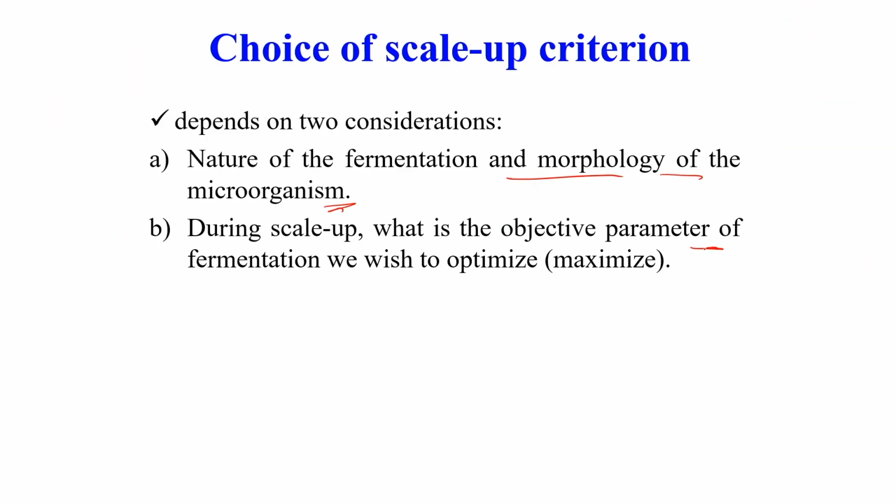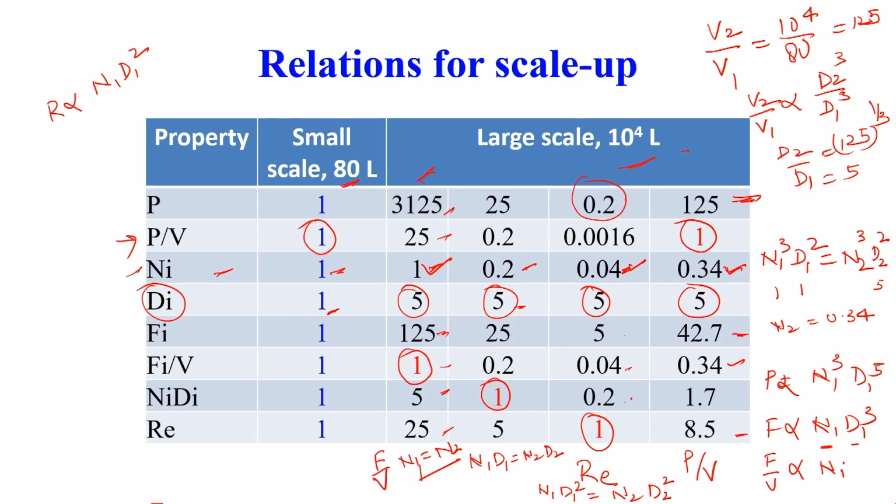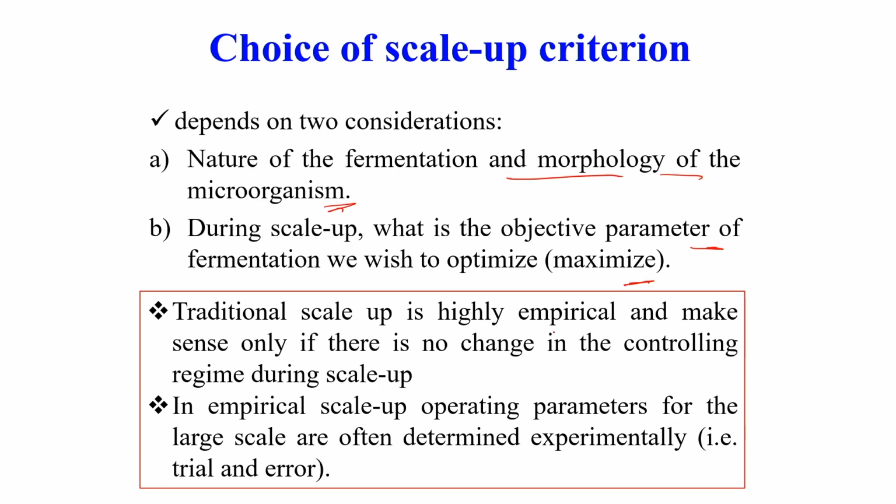And during scale up, what is the objective parameter to maximize? You want to maximize, where you want to compromise with the power or flow rate or the Reynolds number. The traditional scale up is highly empirical and makes sense only if there is no change in the controlling regime during the scale up, and in the empirical scale up, operating parameters for the large scale are often determined experimentally, let us say by hit and trial. So, we apply the different scale up criteria and you just see how it is doing with your objective, let us say product yield or the overall productivity.